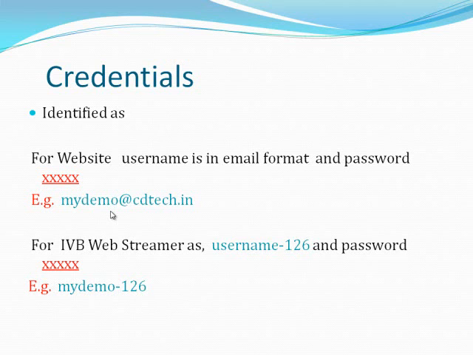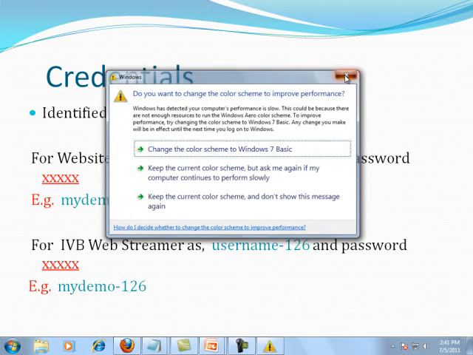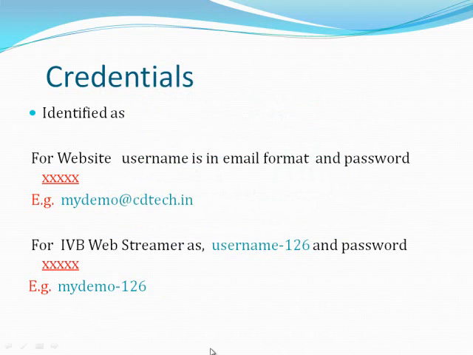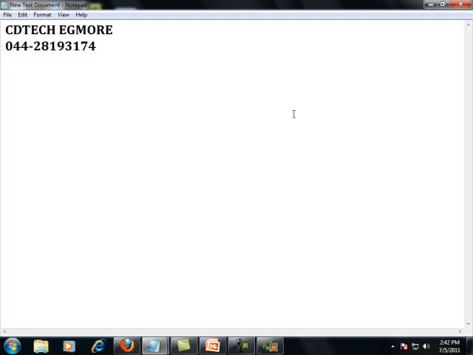Now let's log into the software with the username and the password provided in your email. Let's take an example of this, my demo, and let's try to log on. Now if you have not received your username and the password, you need to contact CD Tech. So here we provide the contact number. You can call and you can ask for your username and the password that will be sent in your mail.